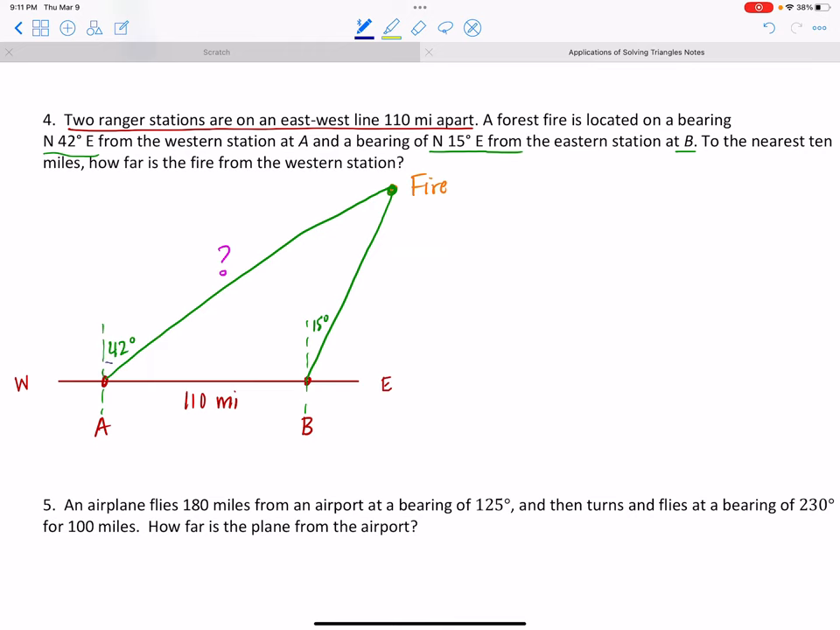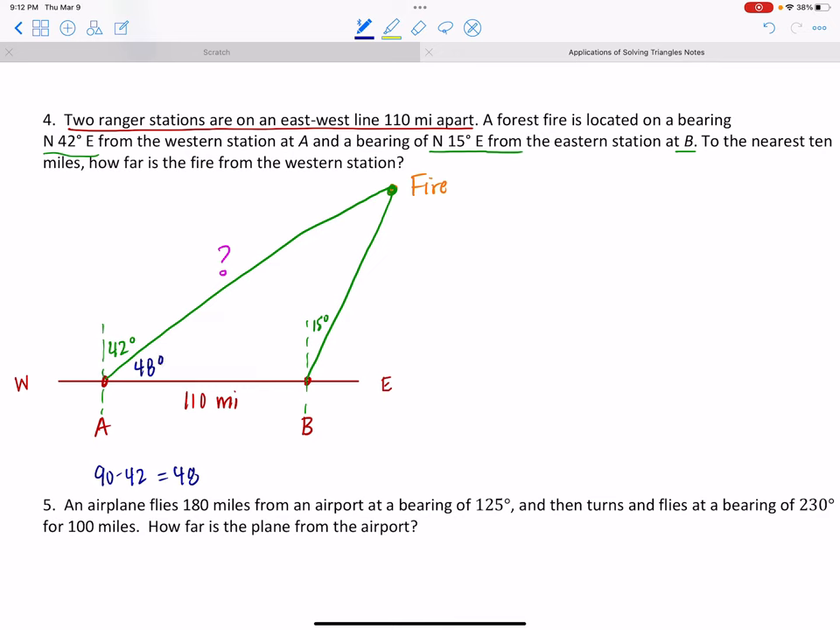Start over here, right? We have a total of 90 degrees between that north, south, and east, west line. So if I take the 90 and subtract out the 42, that's going to leave me 48 degrees for this angle inside of the triangle. So I got one down.